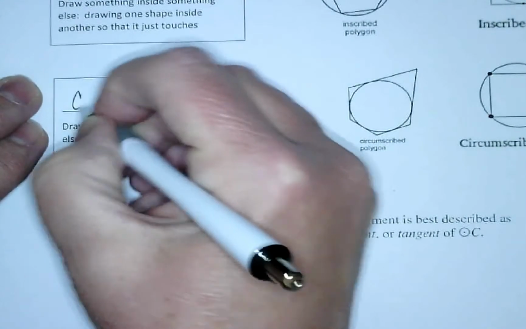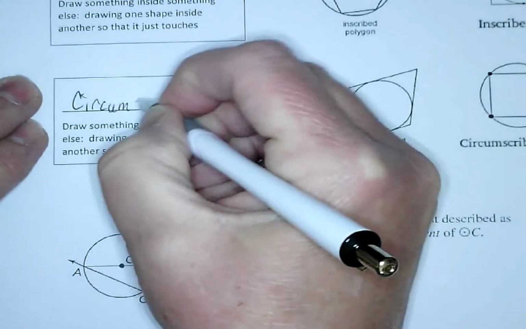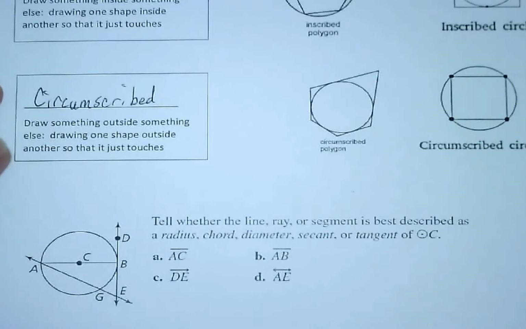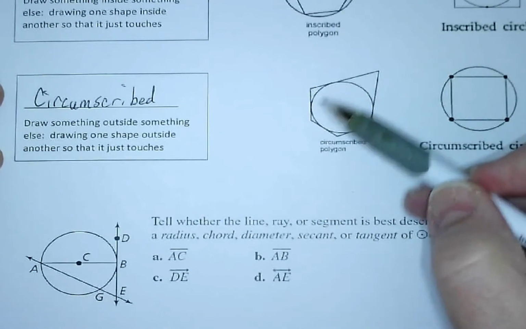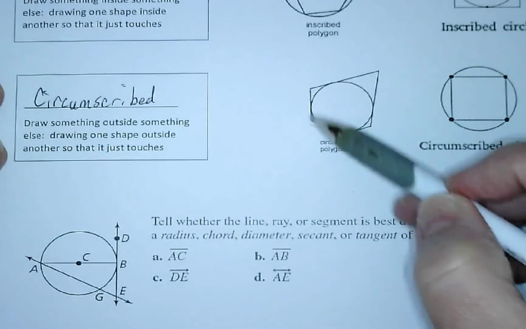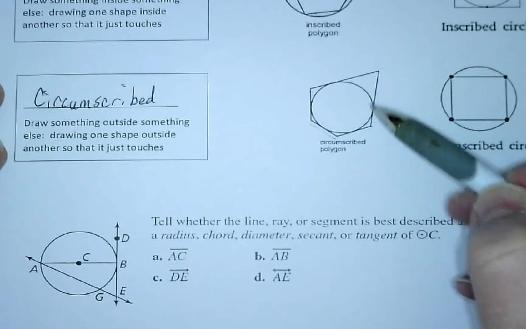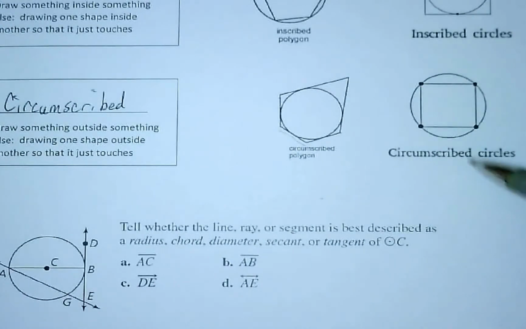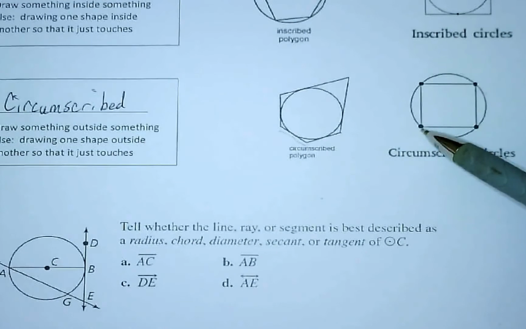The second word is called circumscribed. Circumscribed is basically outside. So if we're going to draw something outside of a circle, such as this one, so that it just touches, you can see here they drew a 5-sided shape. It touches the circle just at those single points there. Here, the circumscribed circle means the circle is outside. And again, it's touching the polygon, in this case the square, at each of the vertices.